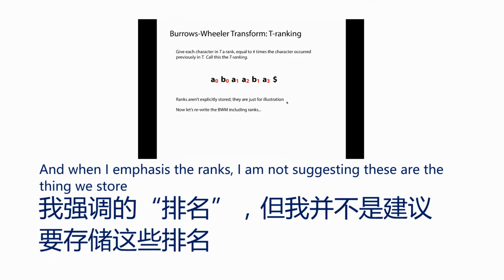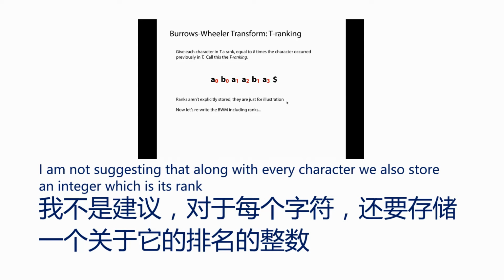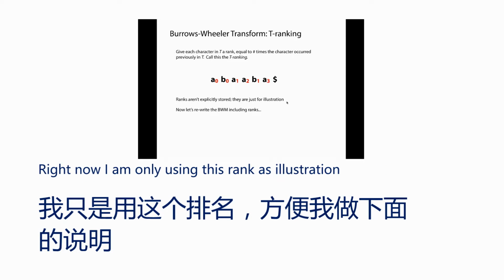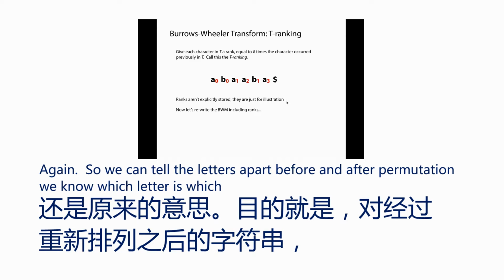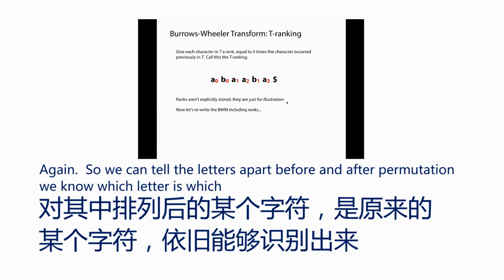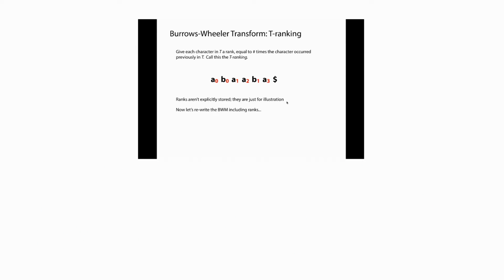And I want to emphasize that I'm not suggesting that these ranks are things that we store. I'm not suggesting that along with every character we also store an integer, which is its rank. Right now I'm only using these ranks as illustration, again, so that we can tell the letters apart before and after the permutation. We know which letter is which.